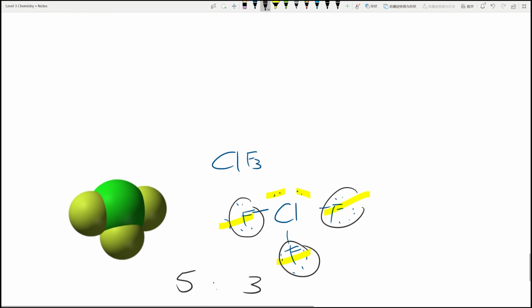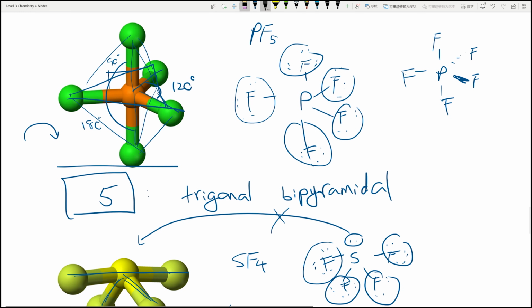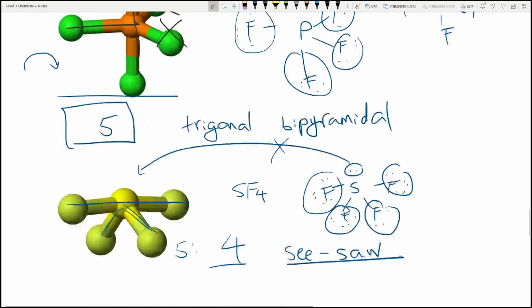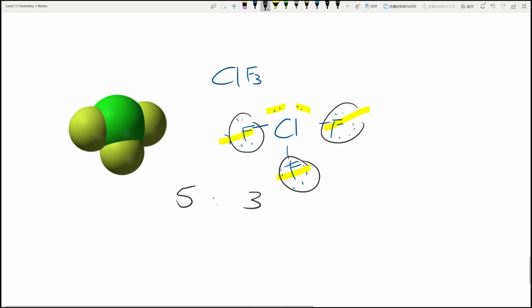If you look back at our trigonal bipyramid arrangement, it's kind of like this. You don't see this and this anymore, you just see that. And if you rotate it, it looks like the letter T. So when you have five regions of electron density, which gives you a trigonal bipyramid arrangement, but if you have three bonded, you have a T shape structure.